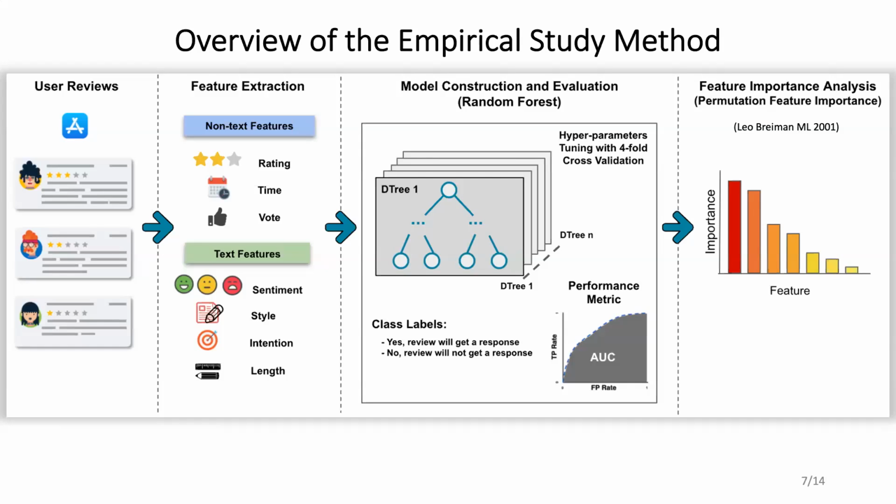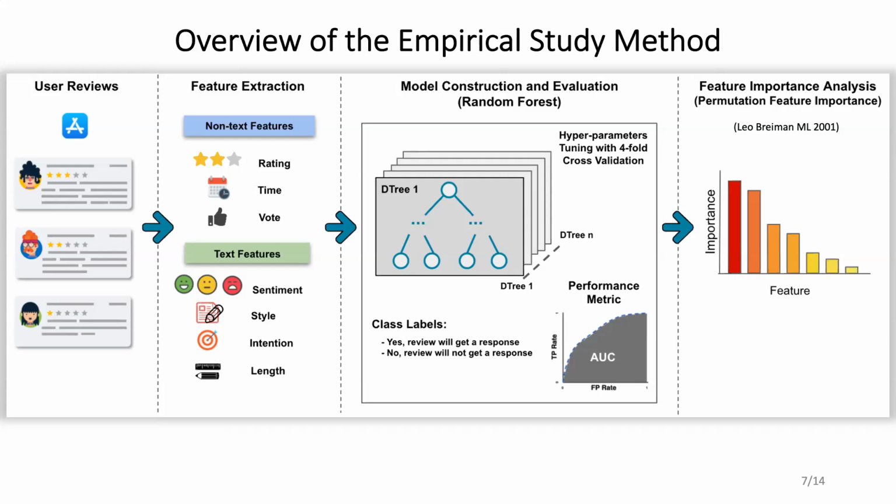So this is the overview of our research methods. It consists of 4 major steps: data gathering, feature extraction, model construction, and feature importance. In the data gathering step, we use our in-house crawling tool, which acts as an iOS device to collect reviews from the app stores. In the feature extraction step, we extract features from reviews both with and without developer response, and we use these extracted features as input to step 3. In the third step, we use the random forest algorithm to learn the data and predict whether a given review will receive a developer response or not.